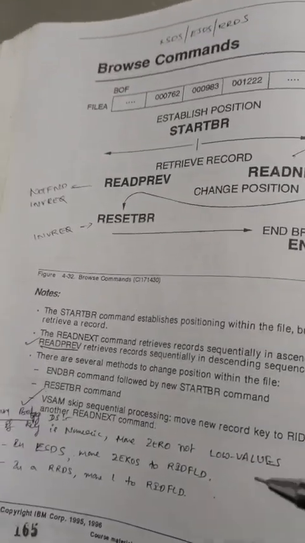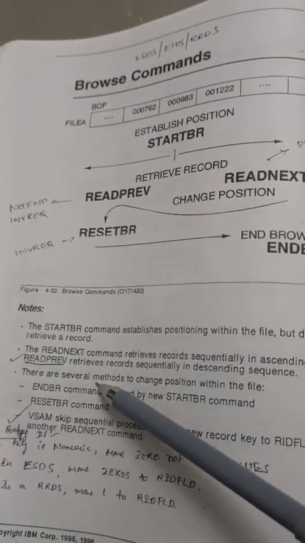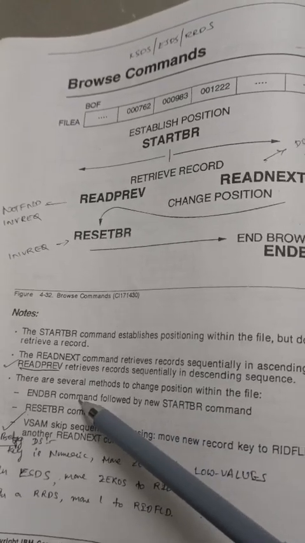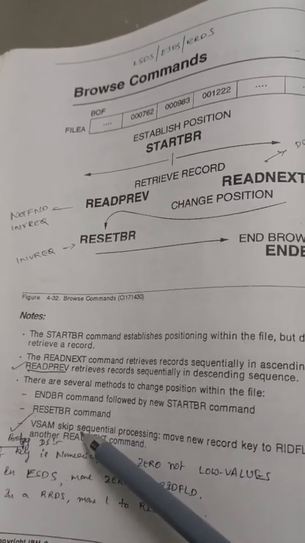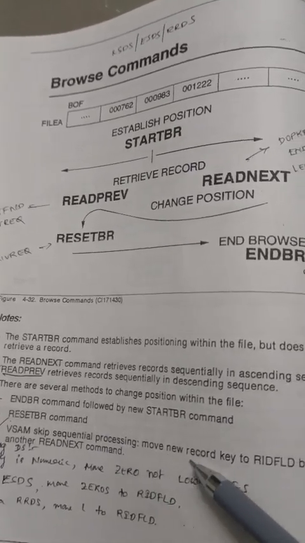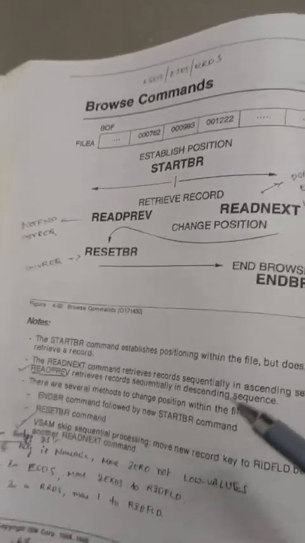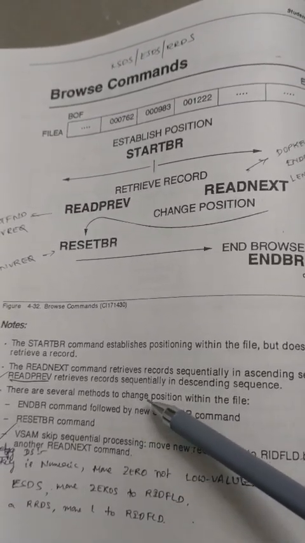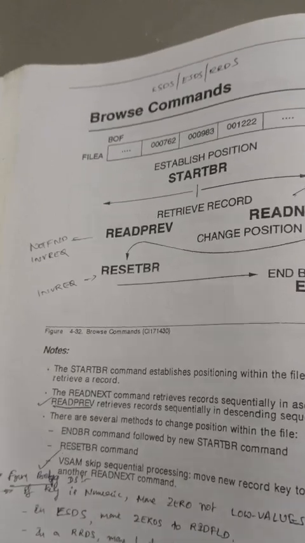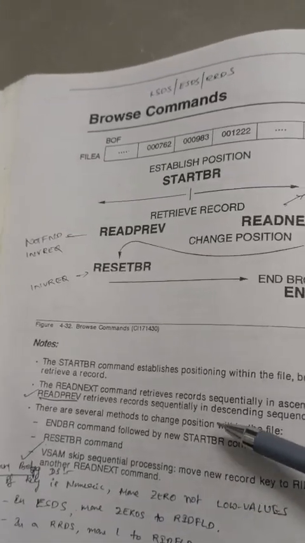Let us discuss the ways to re-establish the position of the cursor. First, issue the end browse command and follow it with a new start browse command; or use the reset browse command; or skip sequential processing, meaning you move the key of the record field before issuing the read next command. These are the ways to change and re-establish the position. Sometimes the interviewer asks how many ways and what the ways are to re-establish the position.